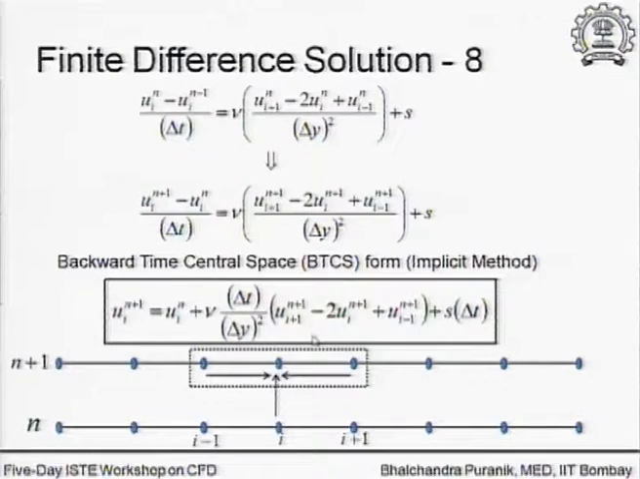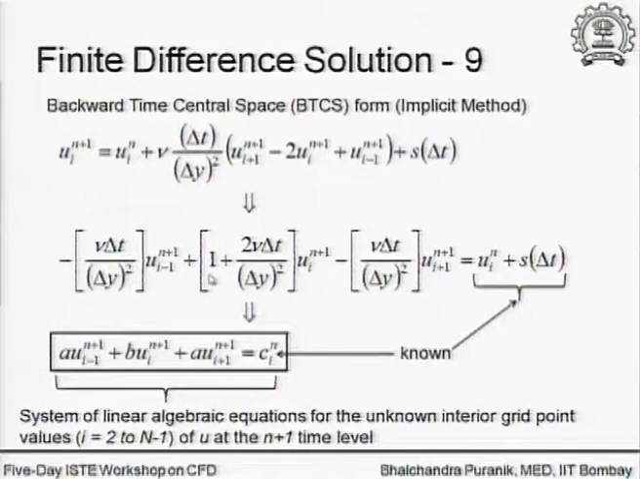There's no big deal. What is done is you rewrite that equation again, this one, which is written out here, and by rearranging the equation in the following form, I write it as some coefficient times the u at the i minus first grid point at the new time level plus some other coefficient times u at the ith grid point at the new level plus some other coefficient times u i plus 1 at the new level equal to u i at the old level plus s times delta t, which is something that we know from the previous time step.